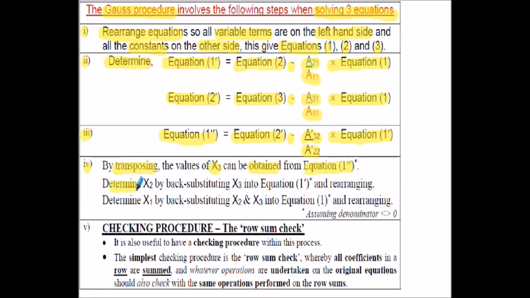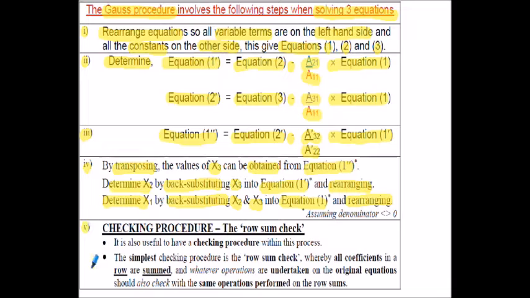We can then determine the value of x2 by back substituting the value of x3 into equation 1 dash, it's another pivotal equation, and rearrange it. And finally we can determine the value of x1 by back substituting both x2 and x3 values into equation 1, the original equation given in the question, and rearrange it.